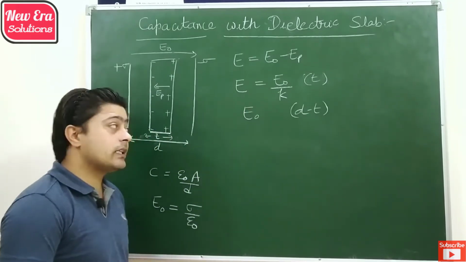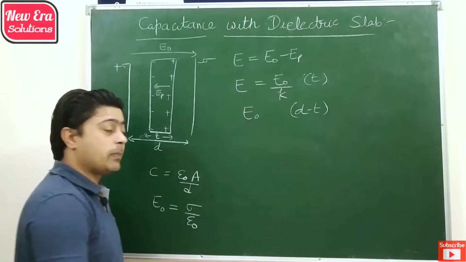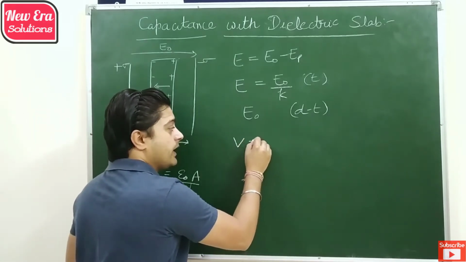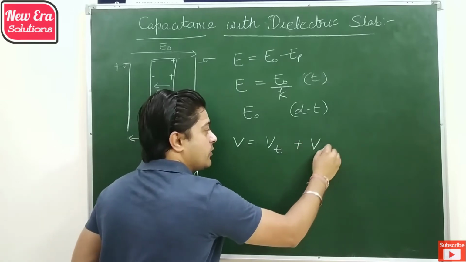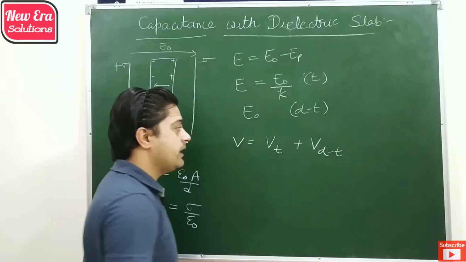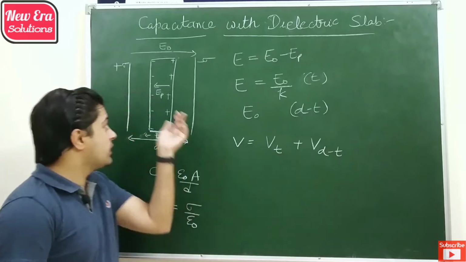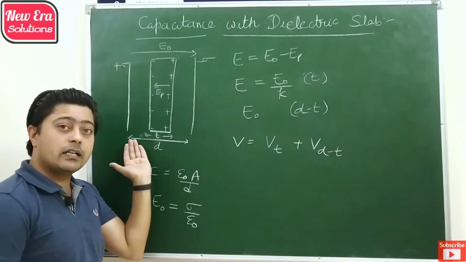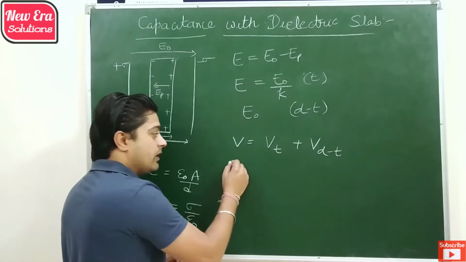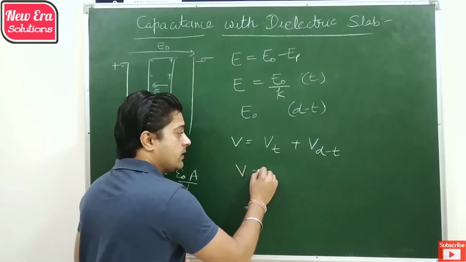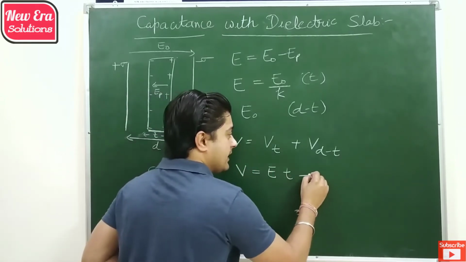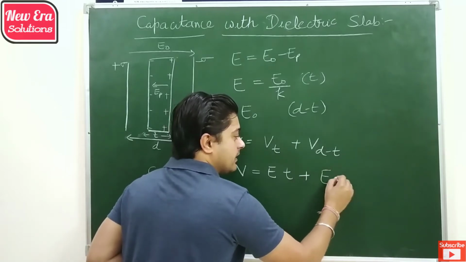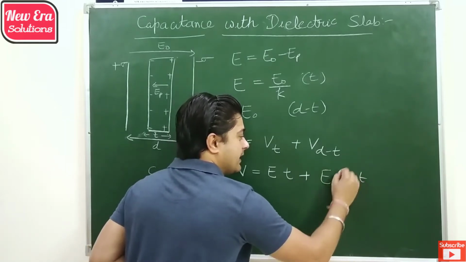Now to calculate the total potential of the capacitor, we have to calculate the potential up to a region t and the potential up to a region d minus t. We are adding these potentials because these capacitors are in series. So from the formula of potential, V is equal to the electric field in region t into the distance, plus the external electric field into the remaining distance.